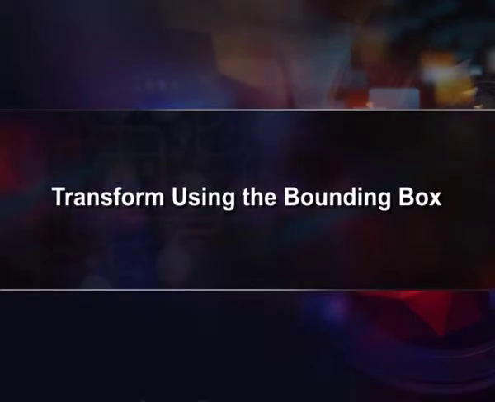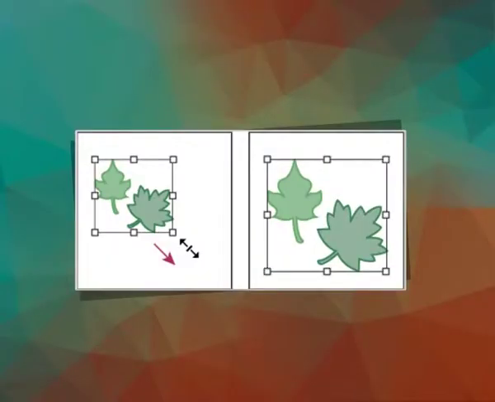Transform using the bounding box. When you select one or more objects with the selection tool, a bounding box displays around them. Use the bounding box to easily move, rotate, duplicate and scale objects by dragging the object or a handle, one of the hollow squares along the bounding box.